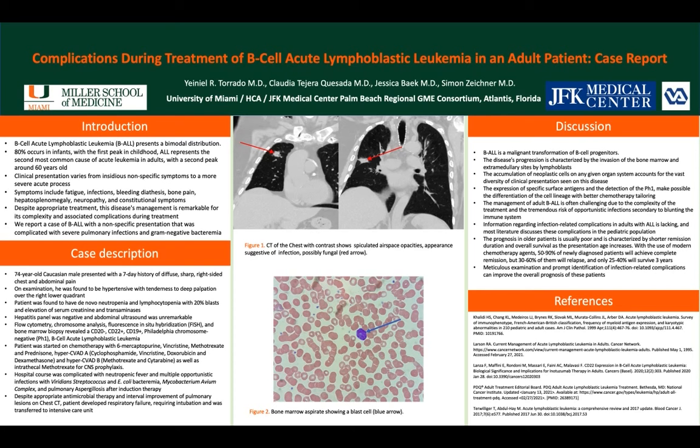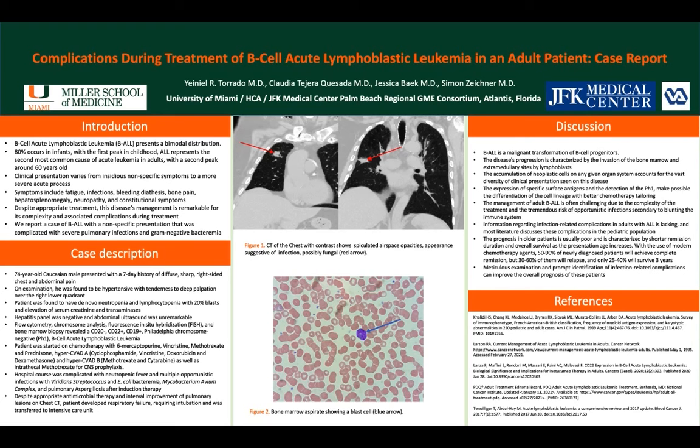Clinical presentation is diverse, including symptoms like fatigue, infections, bleeding, bone pain, hepatosplenomegaly, neuropathy, and constitutional symptoms like fever. Despite appropriate treatment, this disease is remarkable for its complexity and associated complications during treatment. We report a case of a B cell acute lymphoblastic leukemia with a non-specific presentation that was complicated with severe pulmonary infections and gram-negative bacteremia.